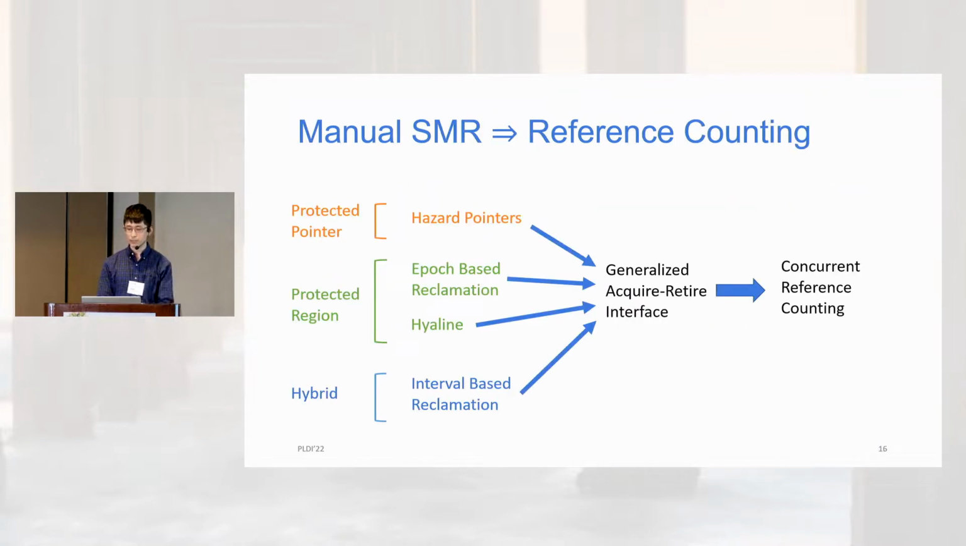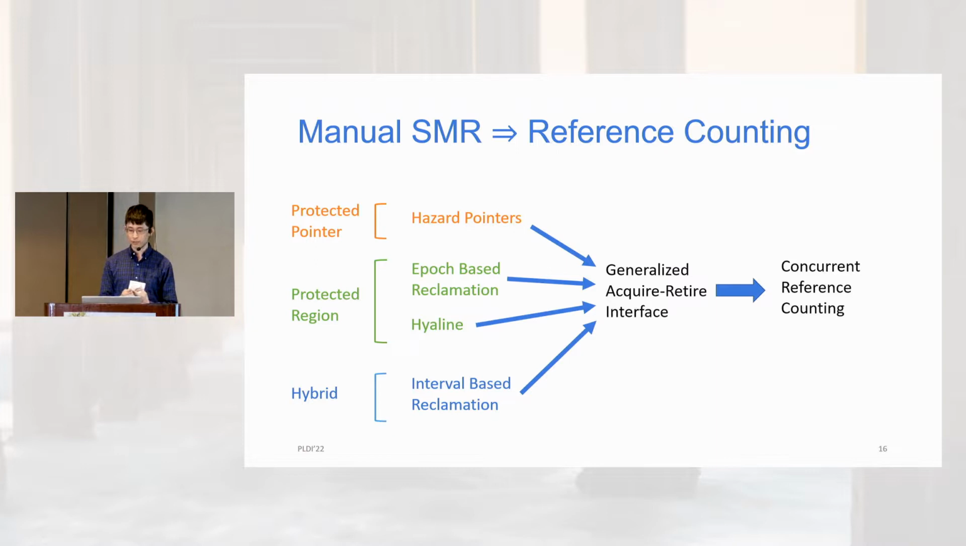So basically in our paper, we saw how to implement this generalized acquire retire interface using a bunch of different manual SMR schemes. And then we saw how to implement concurrent reference counting using generalized acquire retire. This approach works not just for protected pointer and protected region schemes, but also for hybrids of the two, like interval-based reclamation. There's a lot of details that went into getting these implementations to work, which I won't have time to cover, but the ideas can be found in our paper. Essentially, this approach lets you make a wide range of manual techniques more automatic and easier to use.